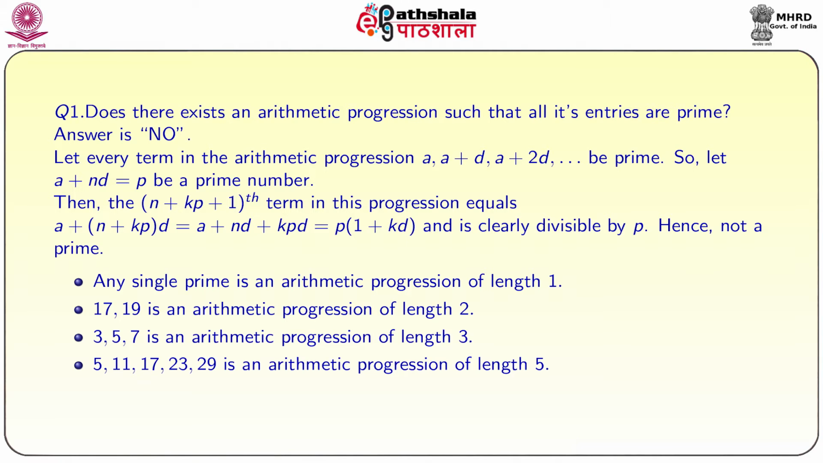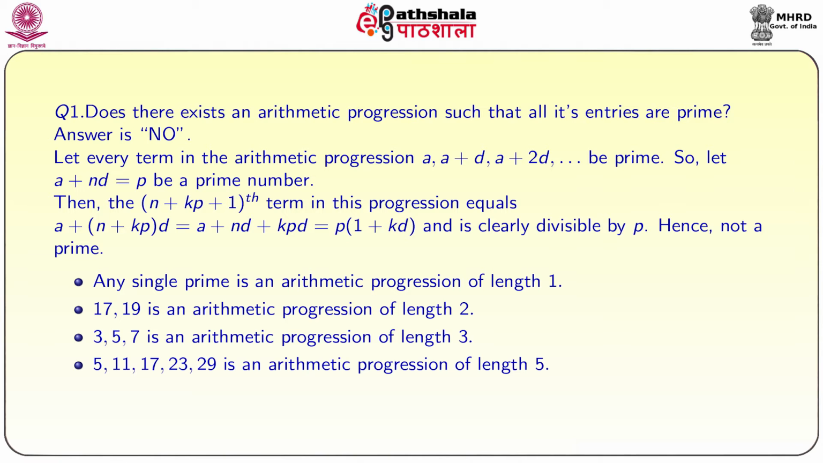In particular, if you let a plus nd is equal to p, a prime number, then if you consider the n plus Kp plus 1th term of this progression, which is equal to a plus n plus Kp into d, which is equal to a plus nd plus Kpd, which is equal to p into 1 plus Kd. That means this term of the progression is divisible by p. So, that means this is not a prime. So, it is difficult to have an arithmetic progression such that every term in the arithmetic progression is prime.